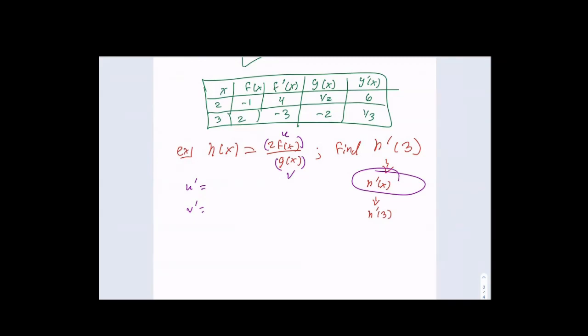f prime of x. Close. U is 2f of x. So what is u prime? You had to do this on your homework last night. 2f prime of x. There we go. 2f prime of x. It's a constant multiple. And what is v prime?